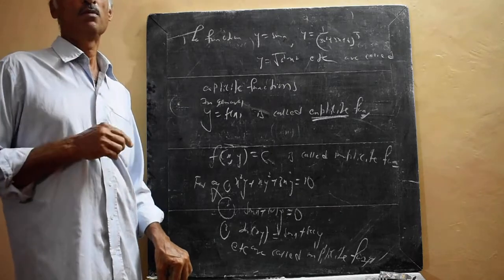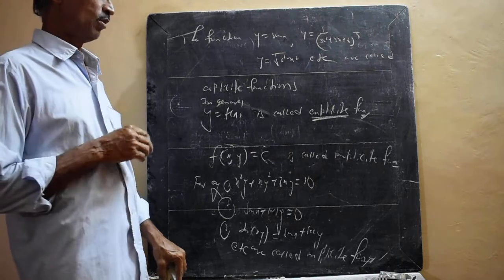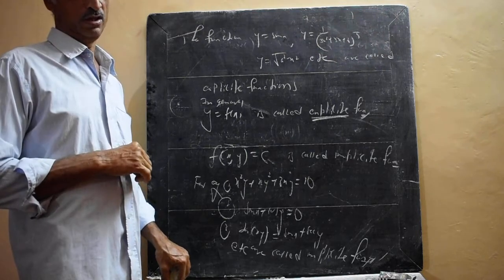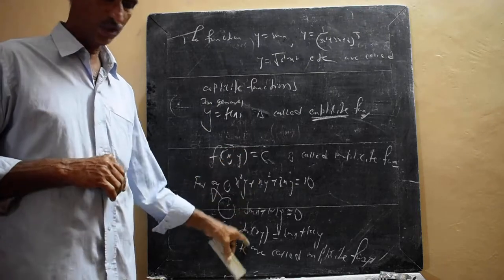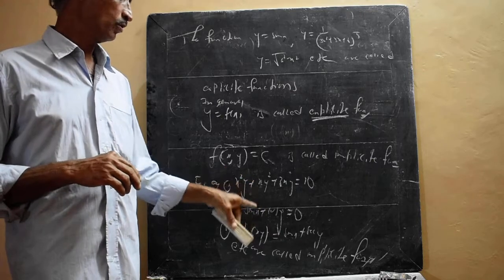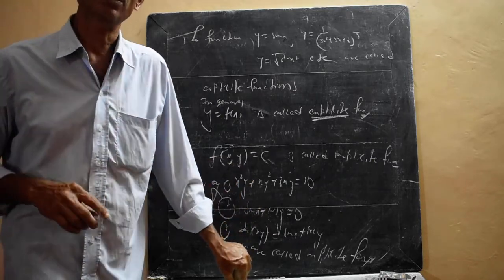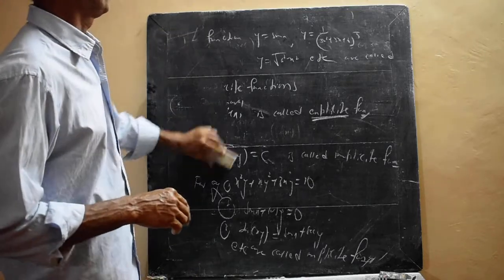In case of implicit functions, how to get dy by dx? That's the question here. To get dy by dx for such implicit functions, f of x y is equal to c, in general called implicit function, we have to learn some basics. Okay. So look here.